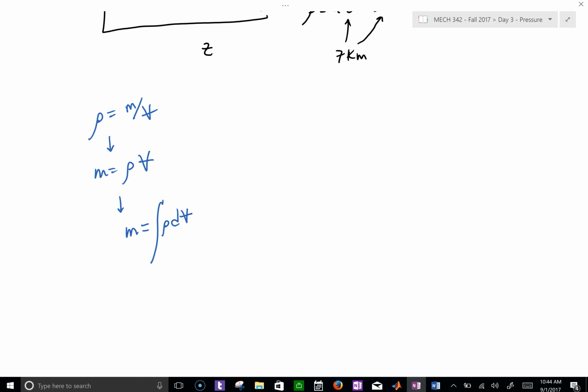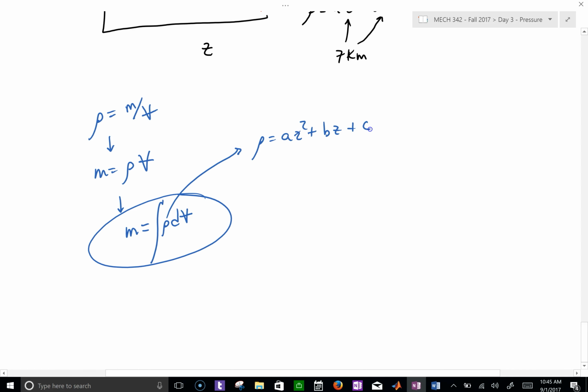In order to find something, we integrate over its volume. If the density was constant, what could we do with the density in this equation? It comes out of the integral, and then we just have the integration of a volume. If it's a cube, we integrate over x, y, and z, and we end up getting length times width times height. This is the fundamental thing: we have to integrate. So we need to figure out what dV is, because we know the density is az squared plus bz plus c.